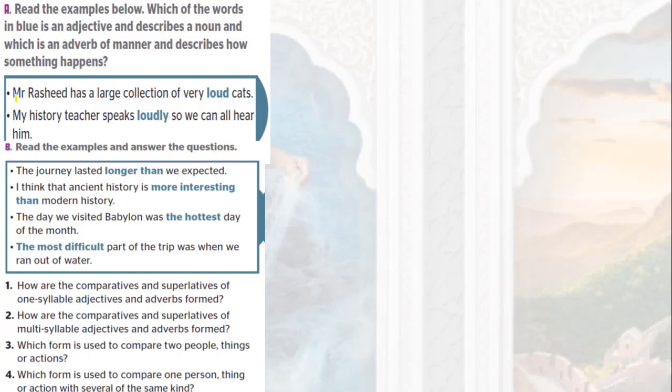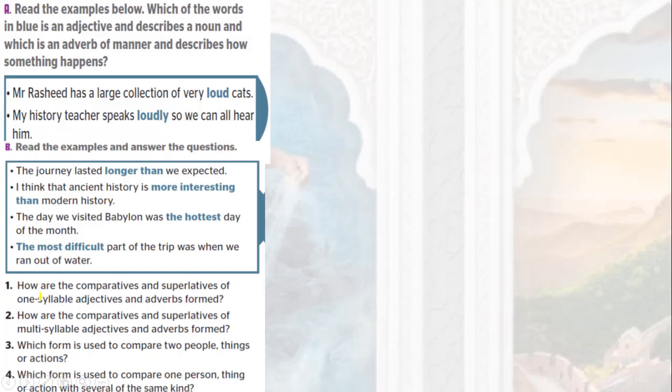Ali, please, can you read the sentences which contain comparatives or forms used to compare between actions or things? The journey lasted longer than we expected. I think that ancient history is more interesting than modern history. The day we visited Babylon was the hottest day of the month. And the most difficult part of the trip was when we ran out of water.